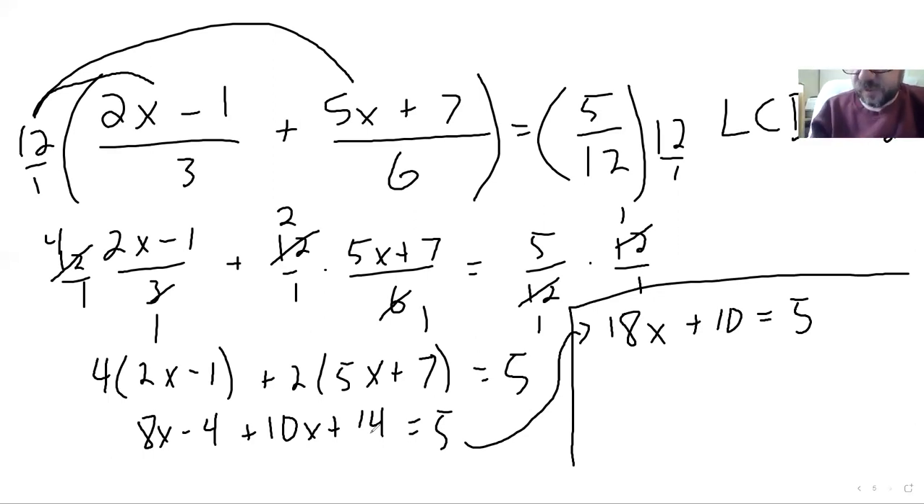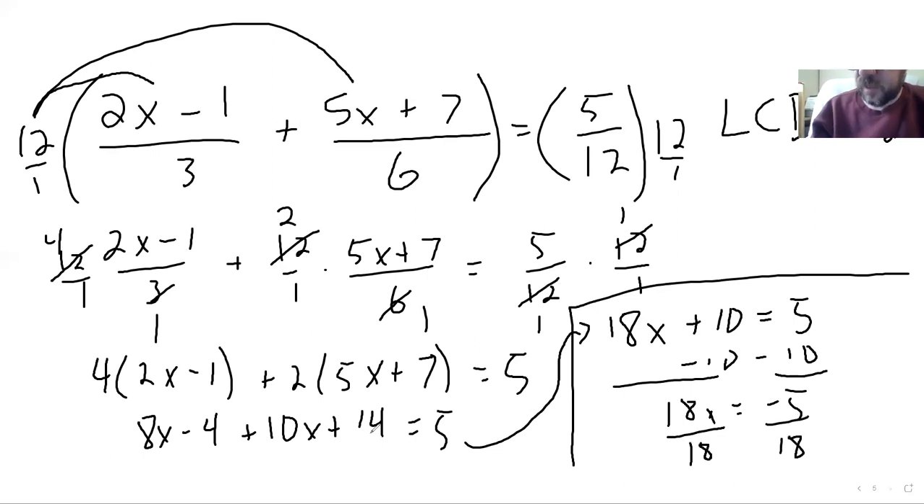And this is easy from here, right? Subtract 10 from both sides. 18x equals negative 5. And then divide by 18. So I end up with x equals negative 5 over 18. I guess I'll put that here rather than starting a new page.